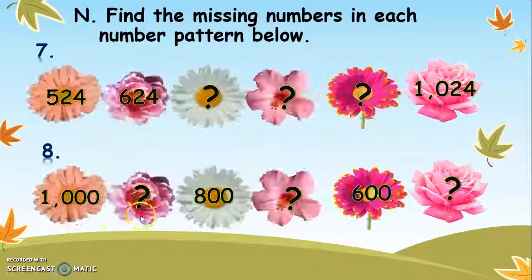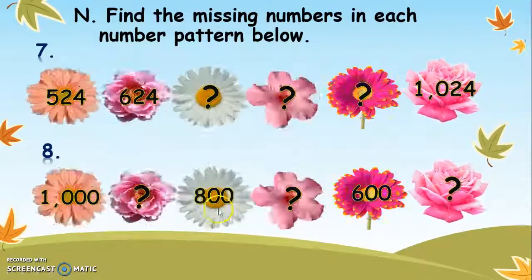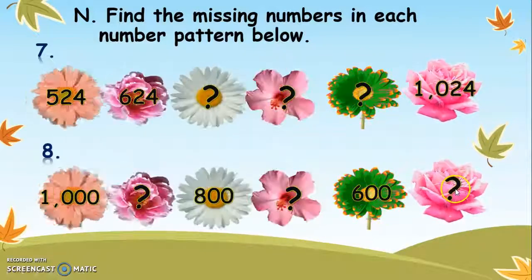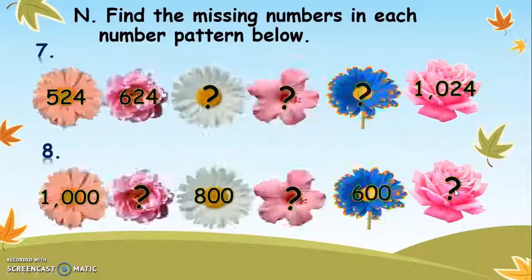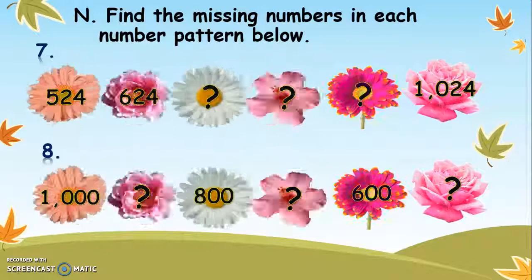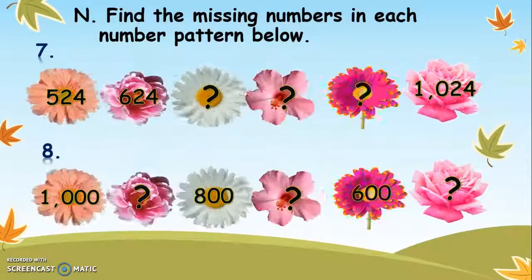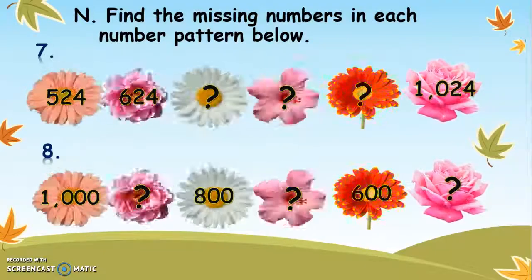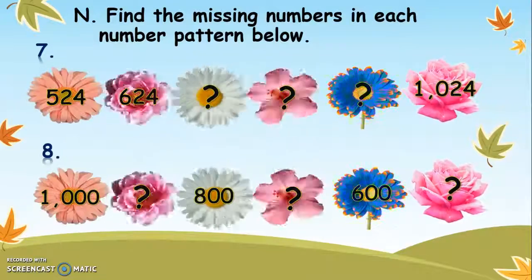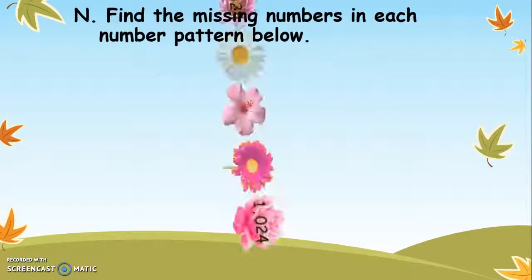You have the number 1000. The next number is missing. 800, another missing number, 600, and then the last number. Think about what number pattern are you going to use. Is it increasing by, decreasing by, and by how much? Think of your answers. And when you are finished, we can now see the correct answers.